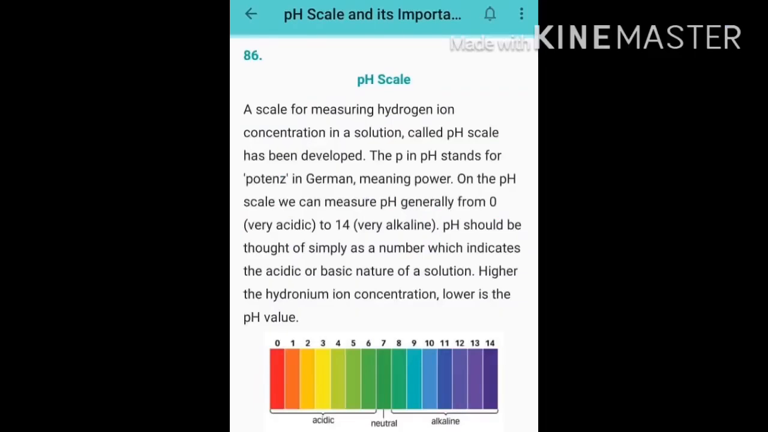pH scale. A scale for measuring hydrogen ion concentration in a solution called the pH scale has been developed. The p in pH stands for potenz in German, meaning power. On the pH scale, we can measure pH generally from 0 to 14. pH should be thought of simply as a number which indicates the acidic or basic nature of a solution. Higher the hydronium ion concentration, lower is the pH value.